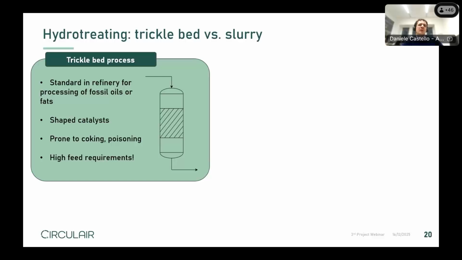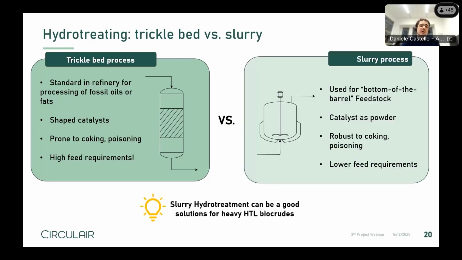Basically, the trickle bed is fixed bed shaped catalyst. It can be challenging for biocrudes because it's prone to coking. So it's easier to have coking and clogging of the units. And so the feed, as I just said, needs to be pre-treated and needs to have some specification to enter the process. The slurry process is more tolerant, I would say. Here, basically, we are dispersing the catalyst inside the biocrude, and it is more robust for these thick oils.